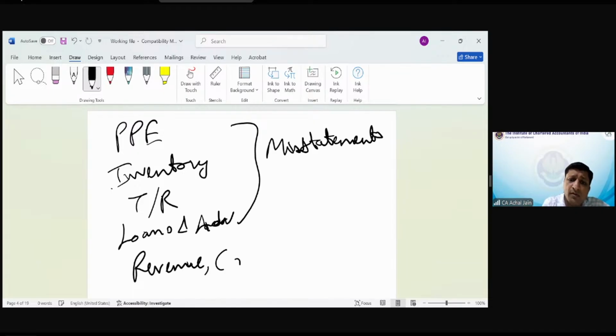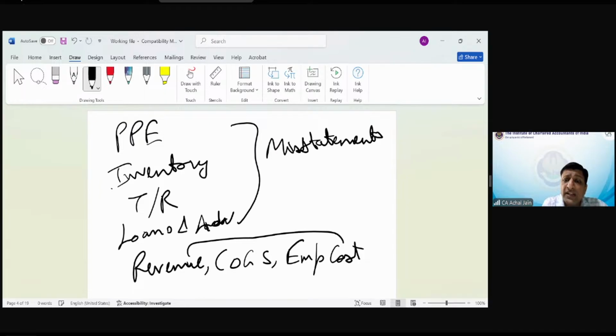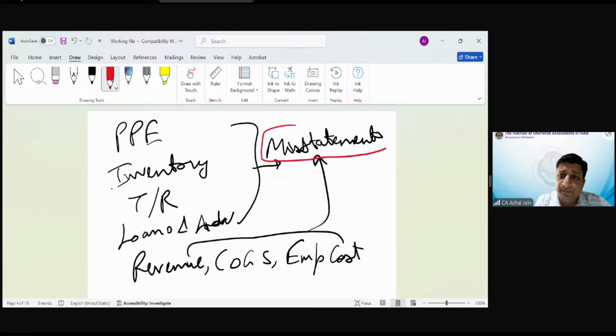So revenue is a problem. In COGS, you find there are errors. In employee cost, there are errors. So even if you look at the P&L heads, there again you find there are misstatements which are leading up to material misstatements. So in this case, what will you say? Will you say that these misstatements are only material, or you will say that no, these are not only material but also pervasive? Over to you.